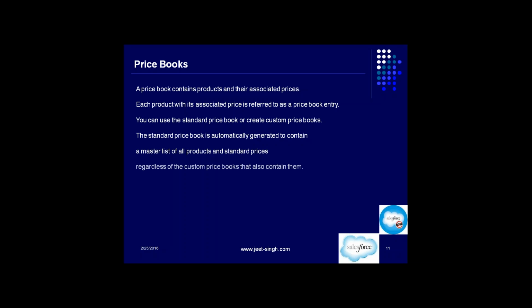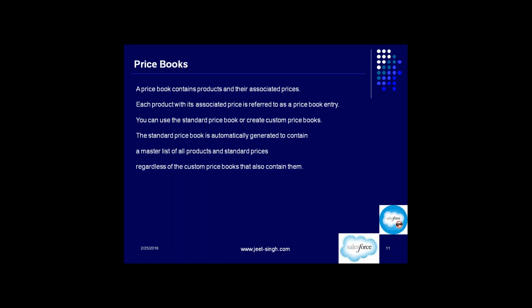The standard price book is automatically generated to contain a master list of all products and standard prices, regardless of the custom price books. So, regardless of what you put in the custom price book, your standard price book will automatically contain a list of all the products. So the standard price book should have all the products and their prices. Okay, fine. So that's what we are going to cover.